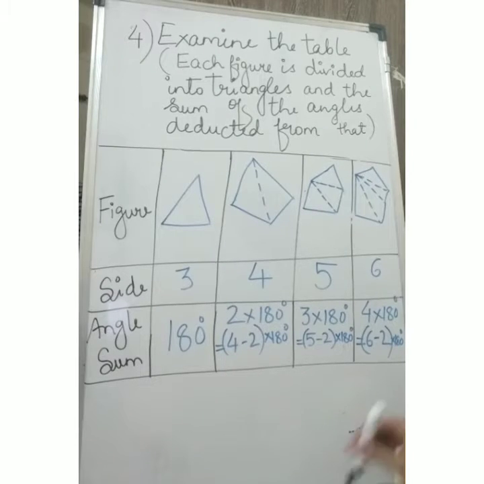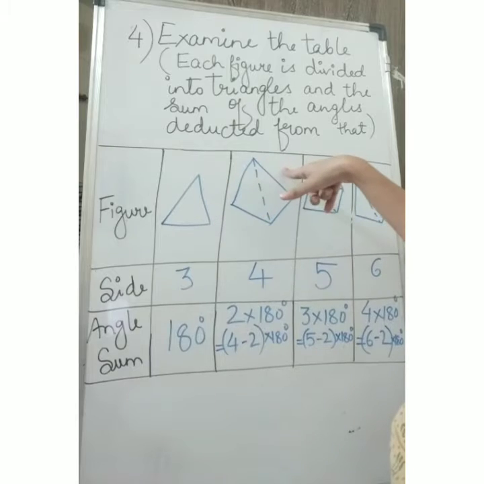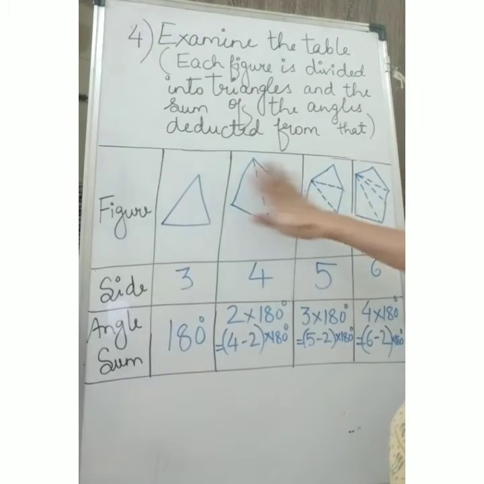Okay students, now question number 4 says examine the table. Now you have to see this table. Each figure is divided into triangles. So this is a triangle, this is a quadrilateral, this is a pentagon, this is a hexagon. So each figure is divided into triangles.